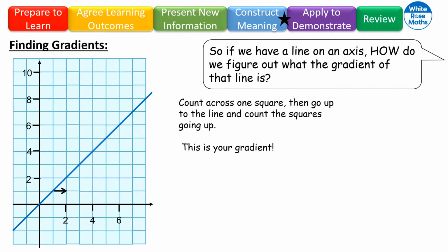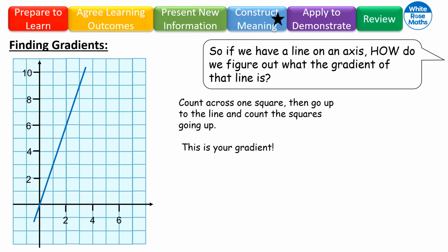So pick a place on the line that has a whole square. I'm going to go 1 square across. If I now go up to the line, I can see I've got 1 square across, 1 square up. So that gives me a gradient, look, of 1. 1 square across, 1 square up. That's my gradient.